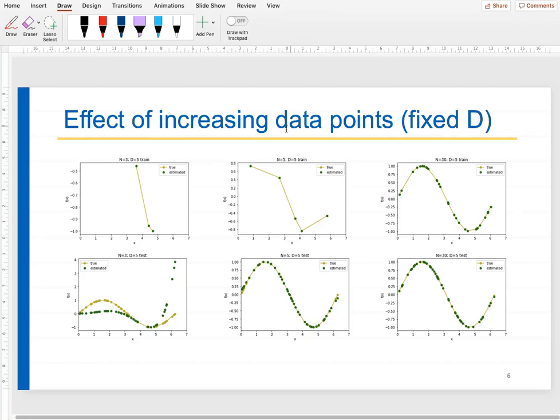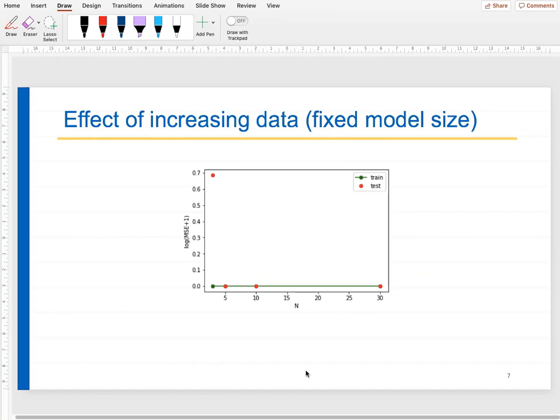But now if I increase the number of points from 3 to 5 to 30, as I have more and more points, my generalization capability improves. It does very well on the unseen data, as you can see here. Both these graphs are on the training data and on the test data. On the test data, my curve fits the unseen points much better than with the smaller data. Okay, this is what we discussed in the last class.